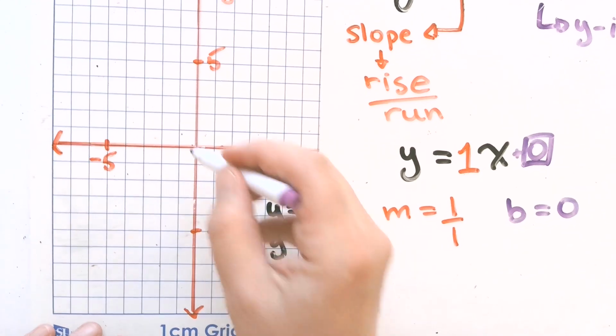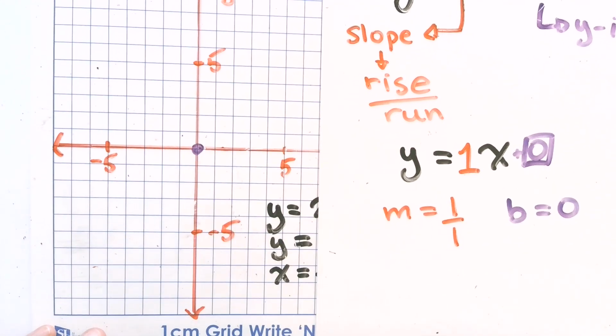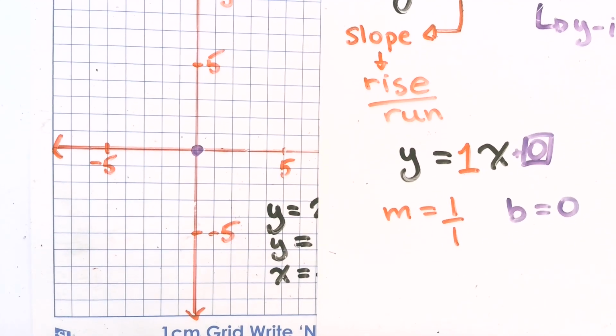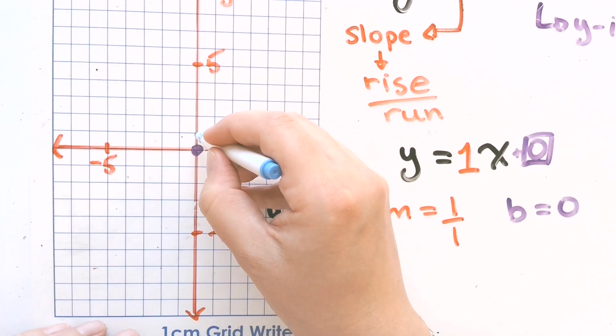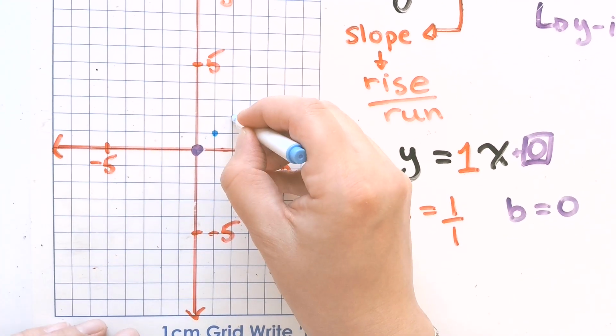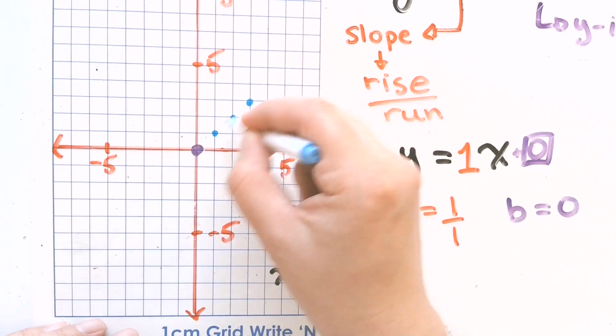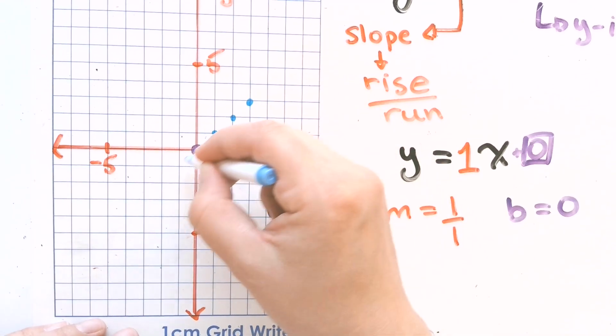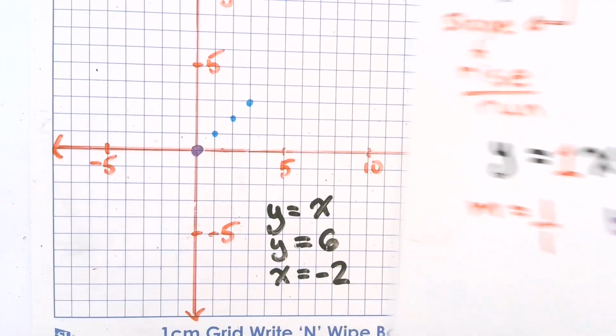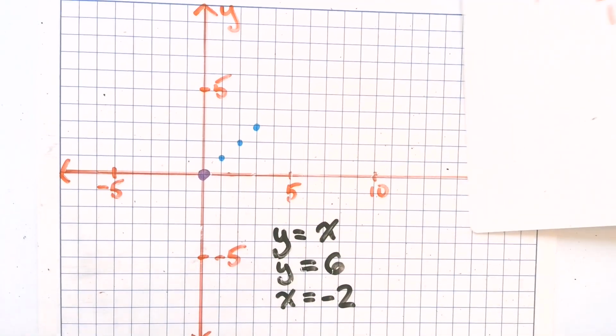Okay, so it's going to look like this. The starting point here is 0. I'm actually going to draw this in blue. So I rise 1, run 1, rise 1, run 1, and so on. You can see that the pattern is just going to be a beautiful diagonal line that goes through the origin.